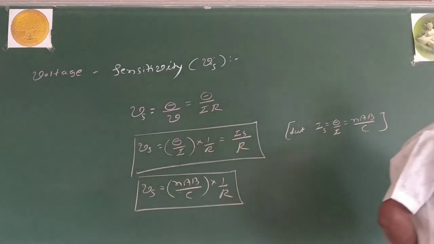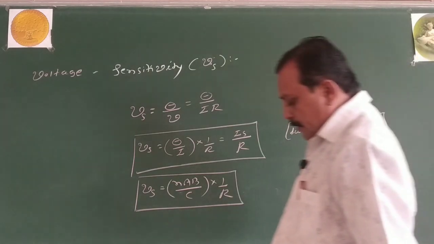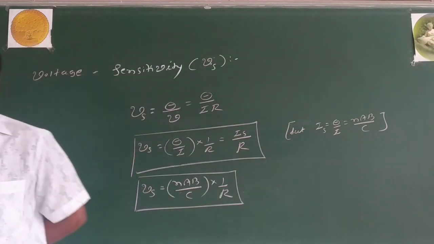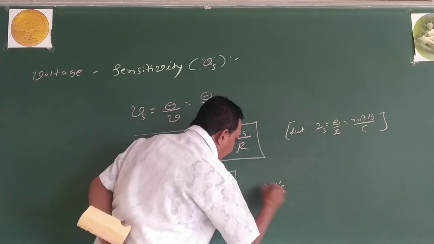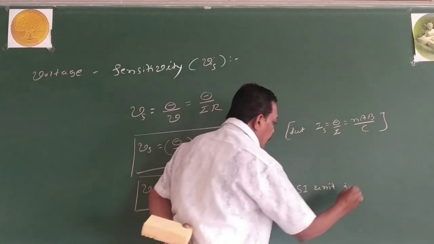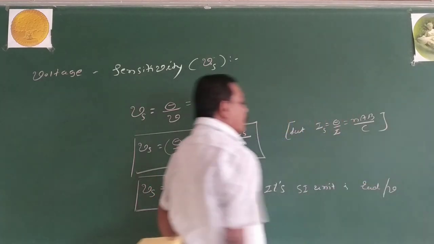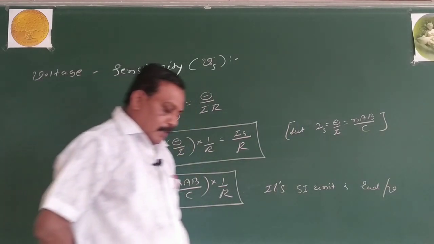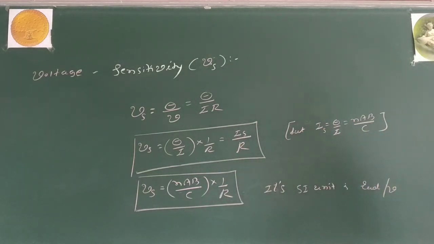Then what is its SI unit? Voltage sensitivity is measured as theta by V, that is radian per volt. Its SI unit is radian per volt. Now this is about current sensitivity and voltage sensitivity of a moving coil galvanometer.